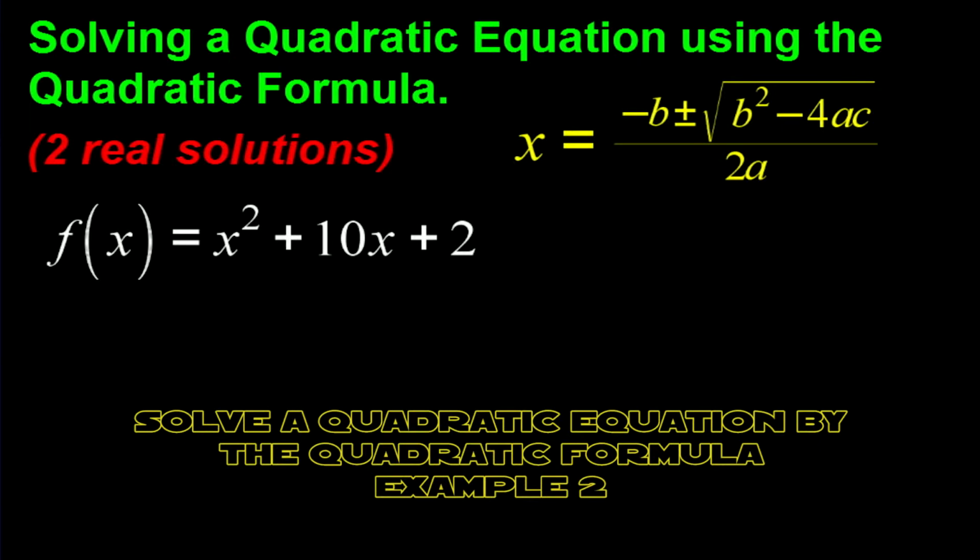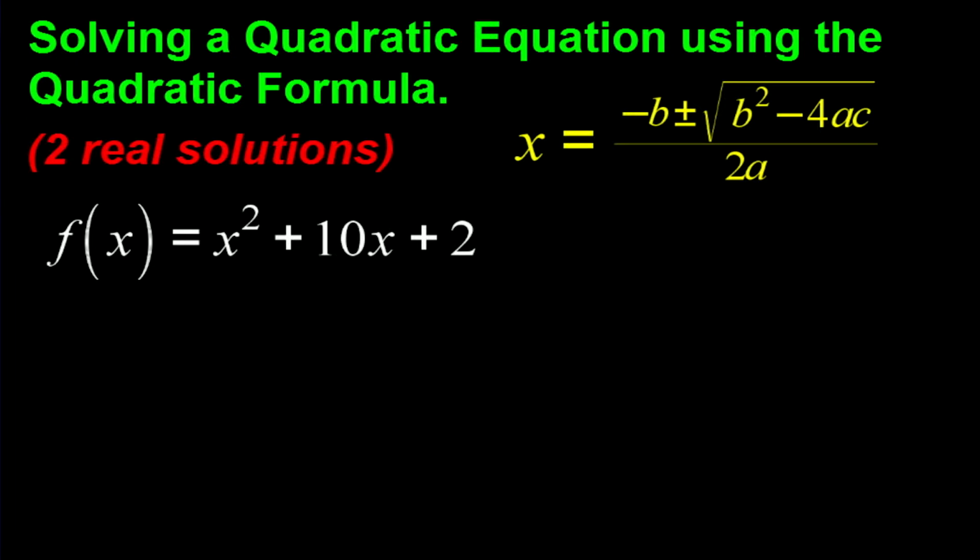We are given the equation f of x equals x squared plus 10x plus 2, which is a quadratic equation. We want to use what's called the quadratic formula, which I have up here today, to solve this quadratic equation. We also have a method that we can use to test what kind of solutions it has, and I'll do that in another lesson, but I'm going to go ahead and tell you that on this particular example we have two real solutions.